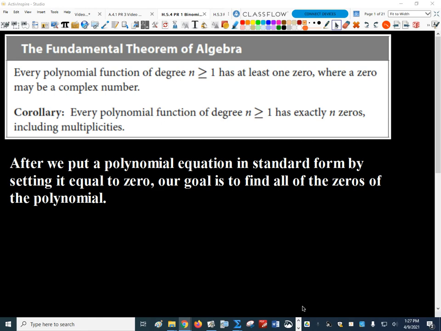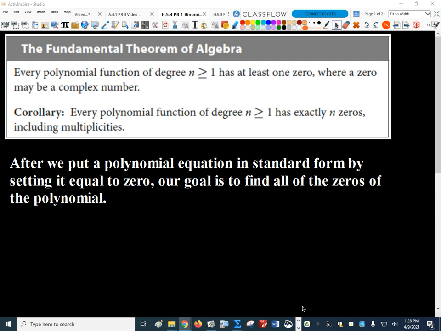All right, so starting off with a very, very important theorem in algebra. This is the fundamental theorem of algebra. Okay, it's got to be important if it's the fundamental theorem of algebra. It is. The theorem itself is actually not very useful. It says every polynomial function of degree n, where n is greater than or equal to 1, has at least one zero, where the zero may be a complex number. Well, big deal. That doesn't really help us very much.